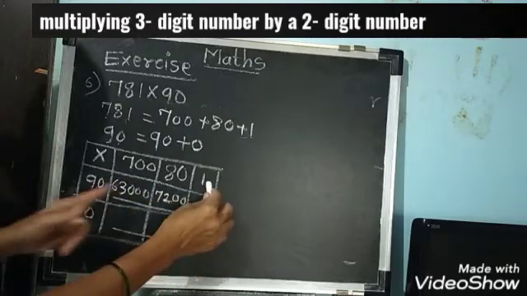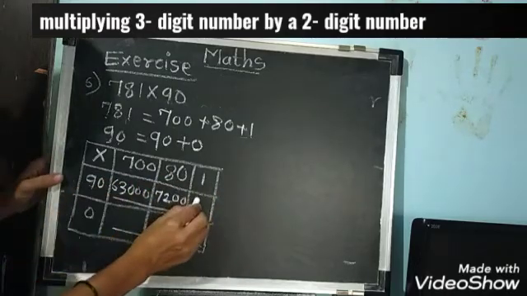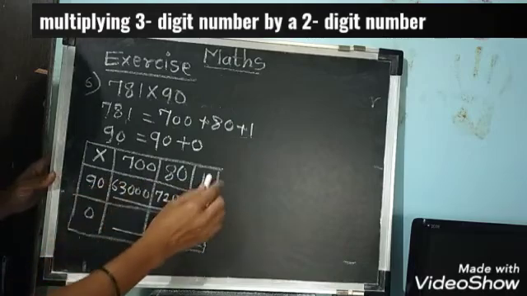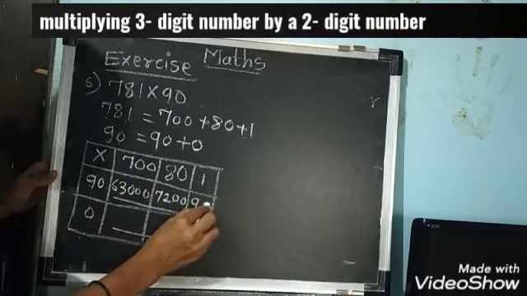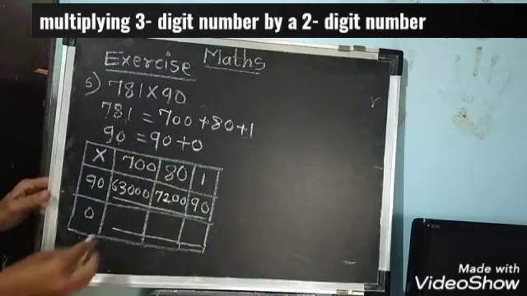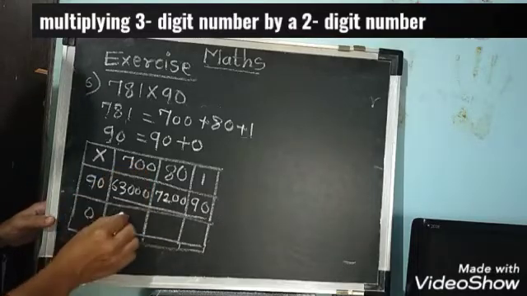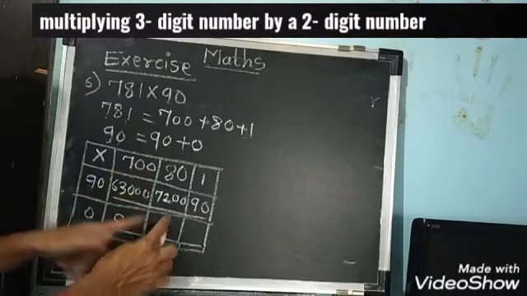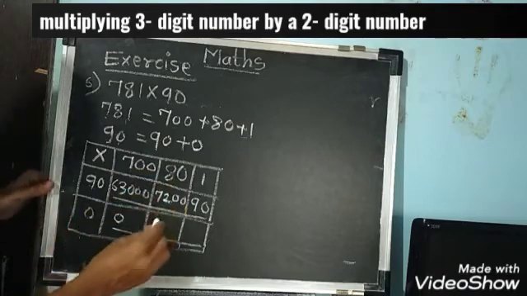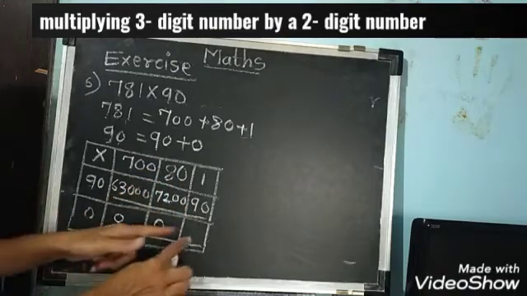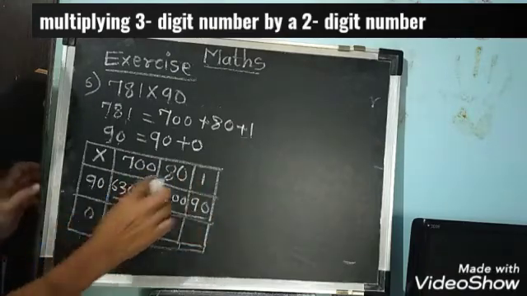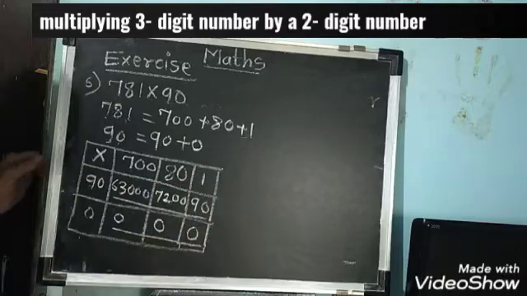Now this answer I want, go straight. 9 ones are 9 and in both boxes only 1 zero is there, therefore write down here 90. Now this answer I want, go straight. 0 multiplied by any number, answer is 0. This answer, 0 multiplied by any number, answer is 0. This answer, 0 multiplied by 1, answer is 0.